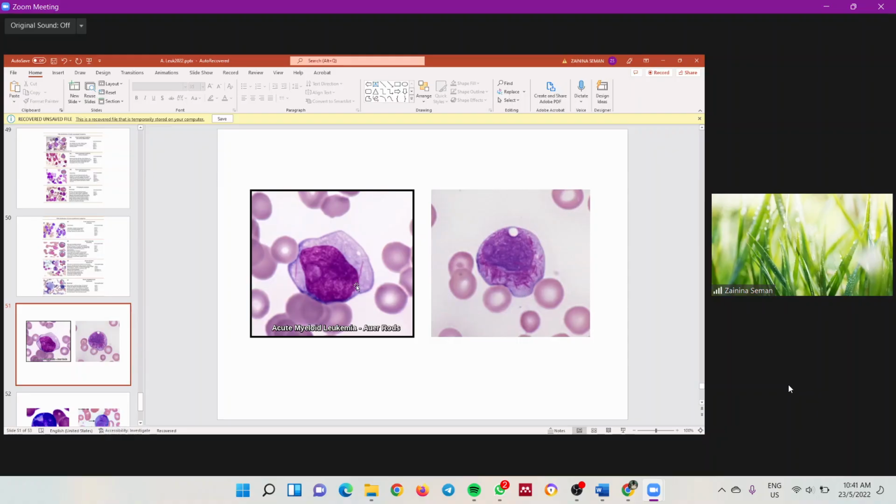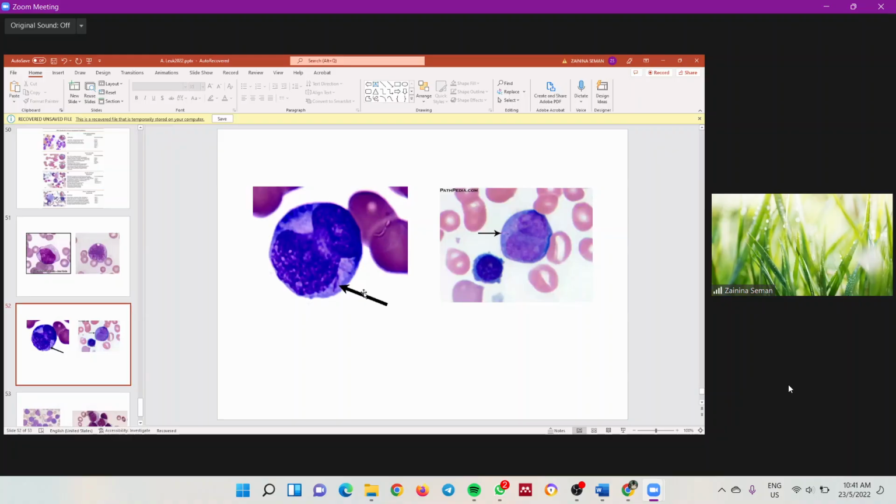When there is one Auer rod like this one here and two here, we call them Auer rods. When there are so many like this one here, we call it a faggot cell. This is most commonly in M3 only, not in other subtypes of AML. This is again bilobed with Auer rods, so definitely this is the M3 subtype. Again, this is to show you the bilobed appearance of M3.